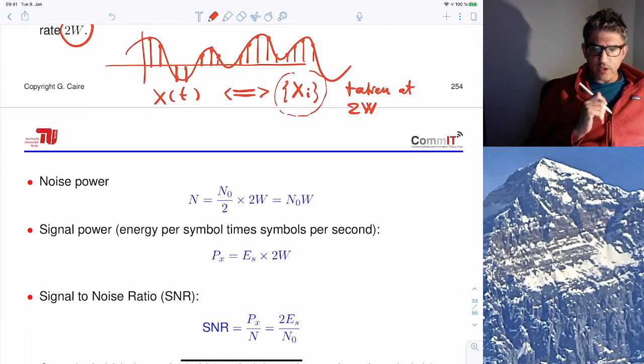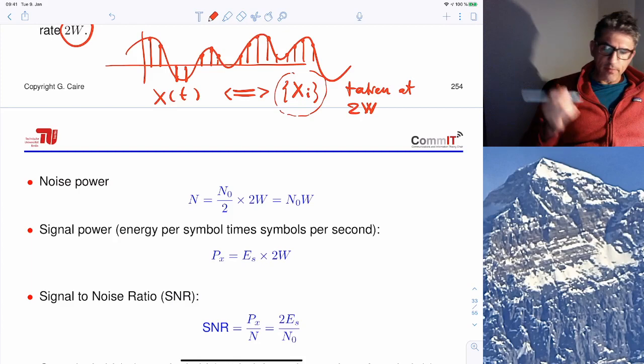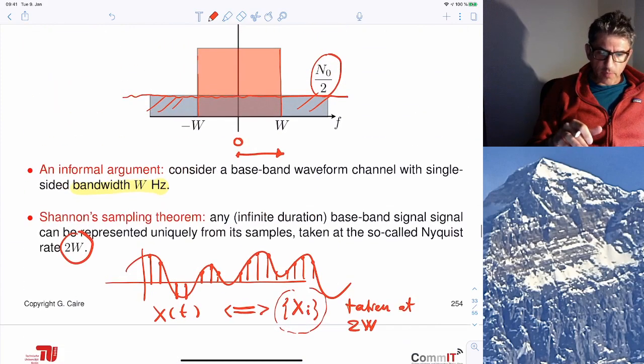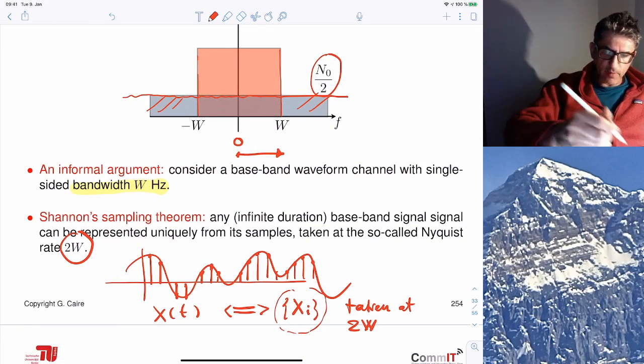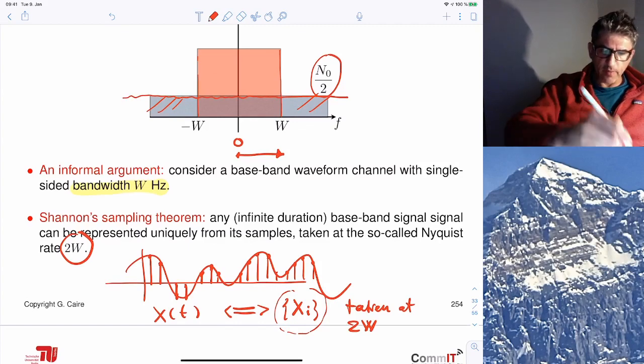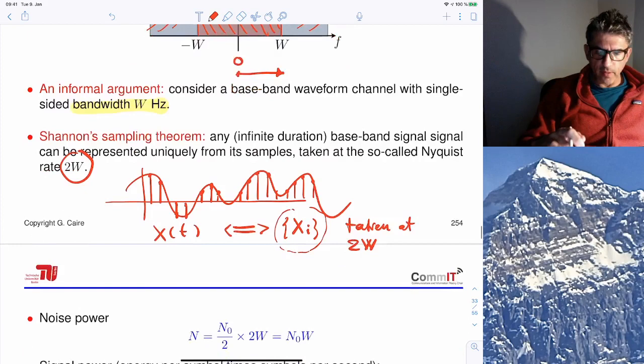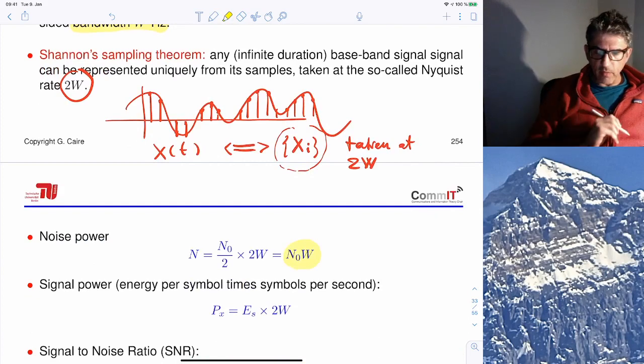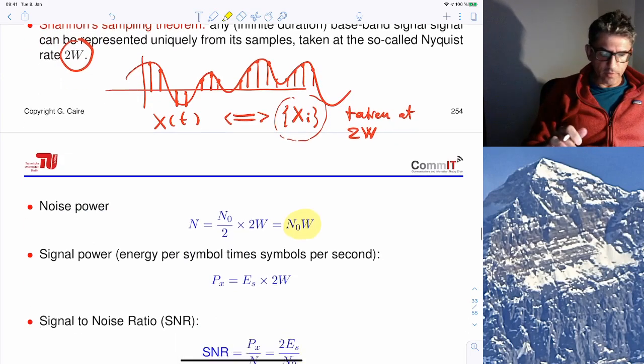So let's look at a few things. What is the noise power? Well, if you use a spectrum analyzer and you measure the noise power by simply taking the power spectral density and integrating over the signal bandwidth, you're going to find the noise power N equal to simply N0 W. So N0 over 2 times 2W gives you N0 W.